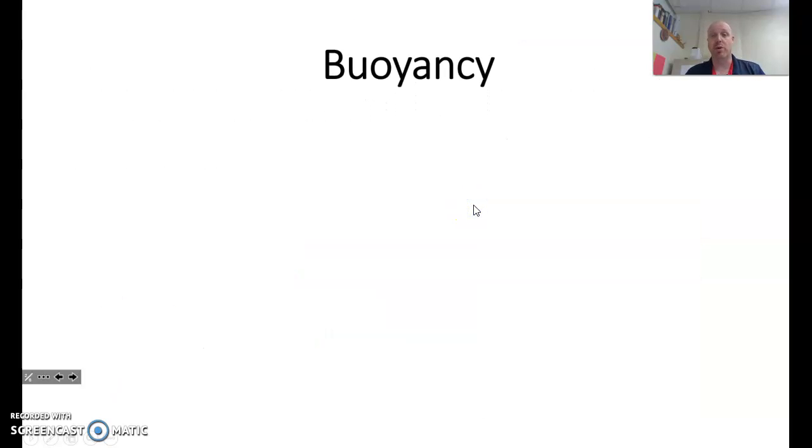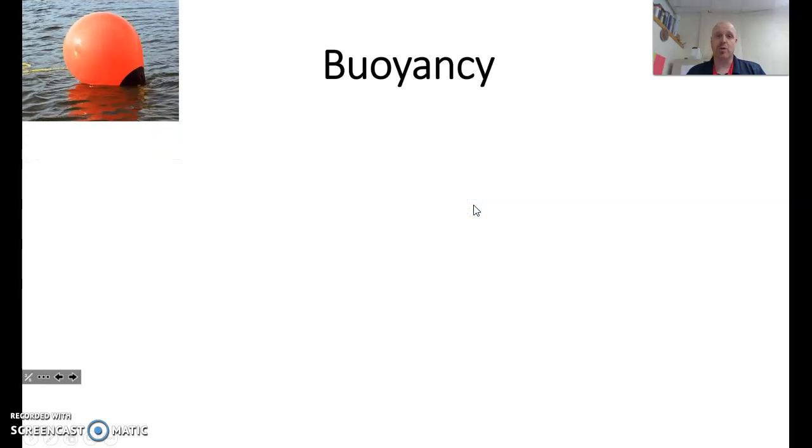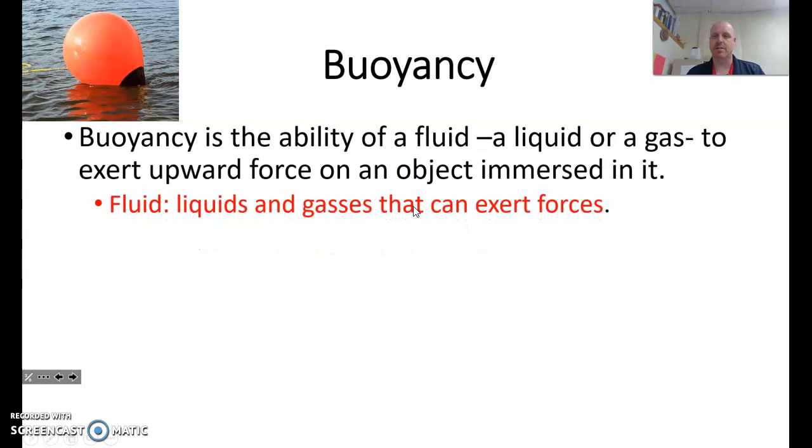And the next thing we're going to talk about is buoyancy. What is buoyancy? Well, the word buoyancy comes from the word buoy, which is something that floats on the water and is used in shipping and maritime scenarios. Buoyancy is the ability of a fluid, which is, remember, a liquid or a gas, to exert upward force on an object immersed in it. Again, here is the definition of fluid in red. That's probably important. It is a liquid or gas that exerts forces. So buoyancy is the ability of a fluid to push up on an object that's immersed in it.